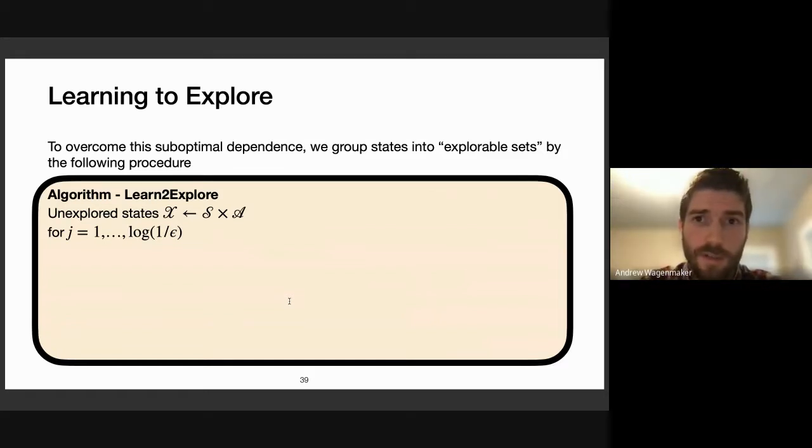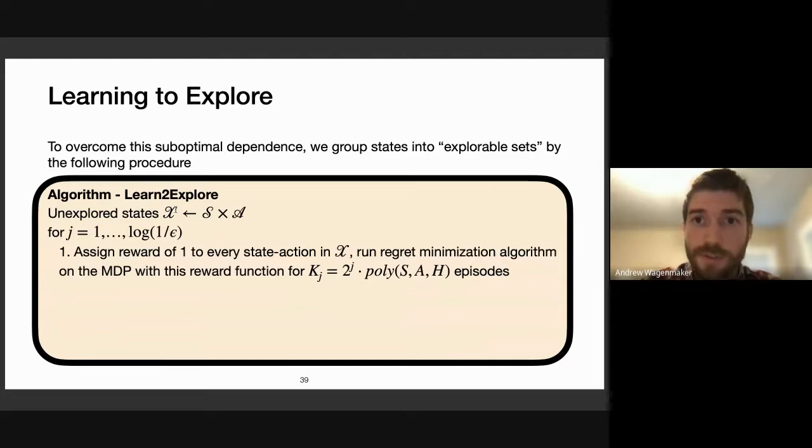The basic idea is we want to come up with a map to explore our MDP, breaking it up into explorable sets. So let's start running our learn to explore algorithm. We set this set X to be all states and actions, and then iterate exponentially. We assign a reward of 1 to every state-action in X and run a regret minimization algorithm on the MDP. We run this for 2 to the J times poly(S, A, H) episodes. So J is increasing exponentially, which means we exponentially increase the number of samples we're taking.